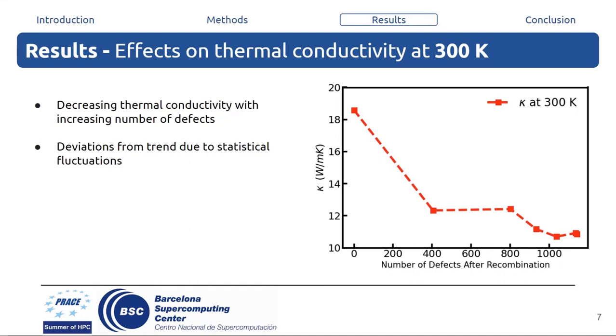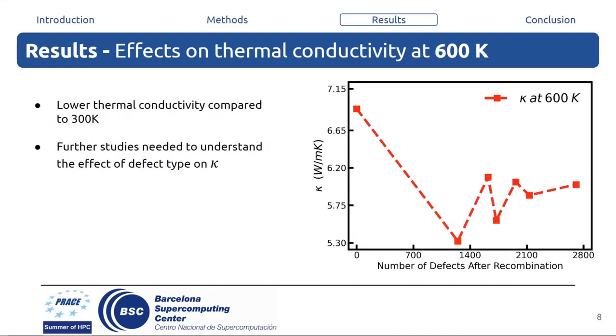Next, we advanced the simulation to 600 Kelvin. We have calculated the thermal conductivity of tungsten at 600 Kelvin for several different damage levels and plot the results as a function of the number of defects after recombination. The first thing that can be interpreted from the results is that the thermal conductivity is lower compared to the 300 Kelvin case.